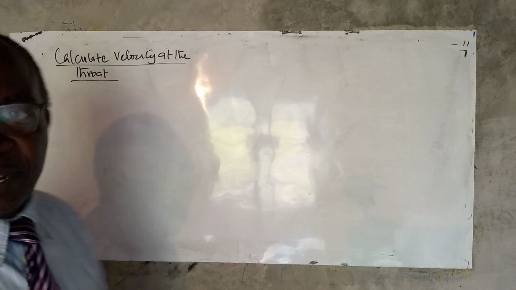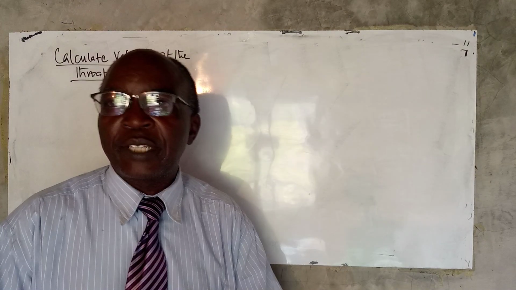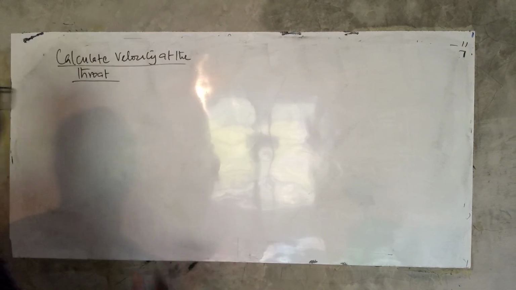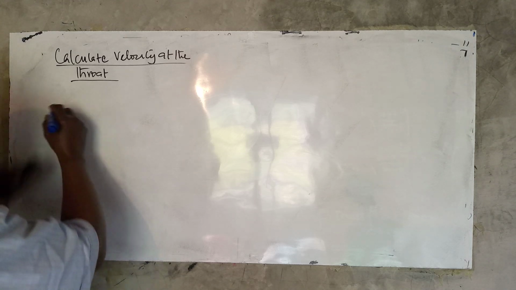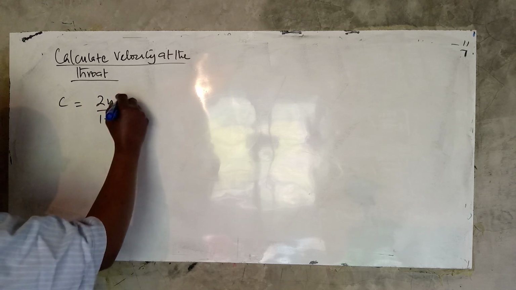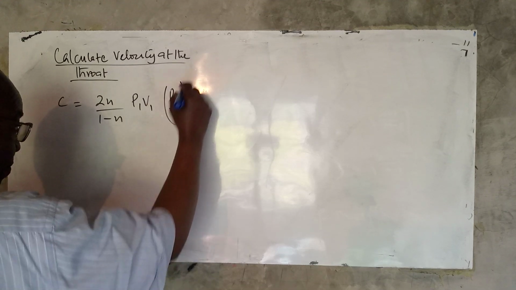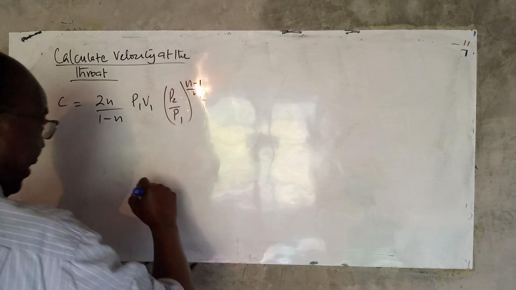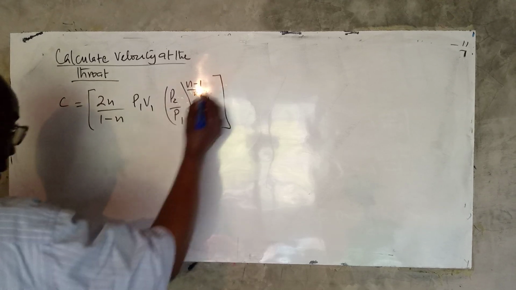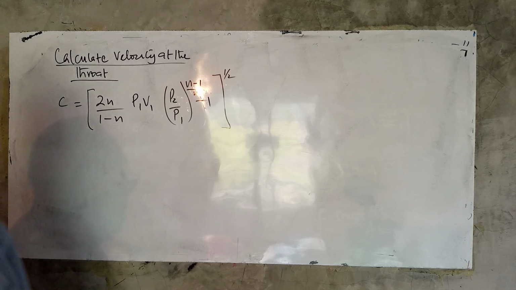We have discussed this in the previous lectures, and I continue urging and requesting you to go through all those lectures systematically so that we are all together. Now, you remember we had that expression in those previous lectures. We had the expression for velocity: the square root of 2n over (1 minus n), p1 v1, into [(p2 over p1) raised to (n minus 1) over n minus 1]. So this was a fundamental expression which we had gotten.